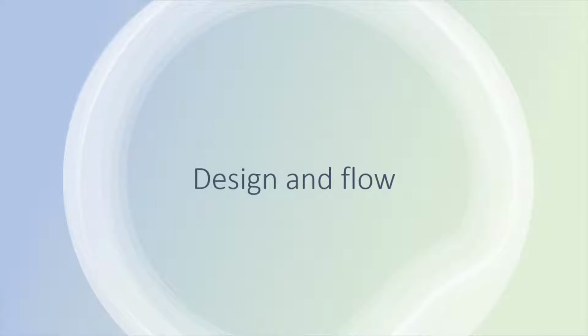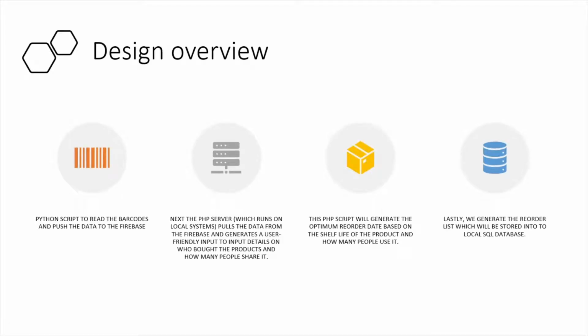Let's look at the design flow of the project. How does the project actually work? This is a top-level description. I've written a Python code which reads the barcodes of each product and gets the details: the name, the shelf life, and so on. Then this gets pushed into the online Google Firebase database. This Python script, which is supposed to be running on an IoT device, can be run from any laptop, any Android phone, or anything that you have. You can just scan the barcodes, enter the details, and it'll be put on the server.